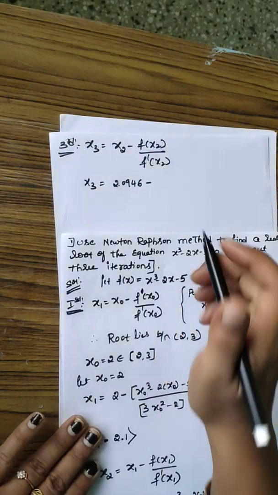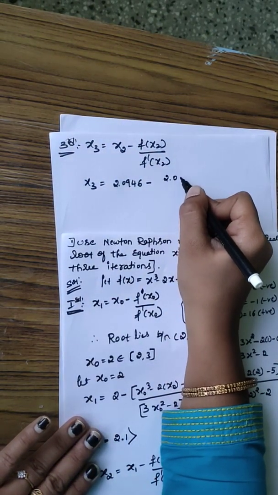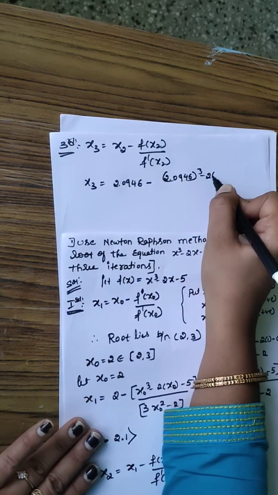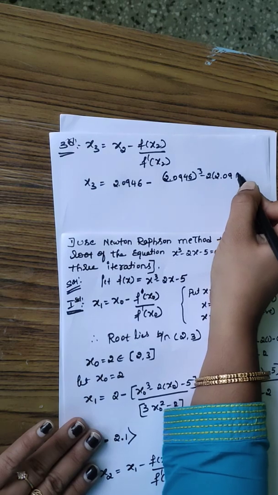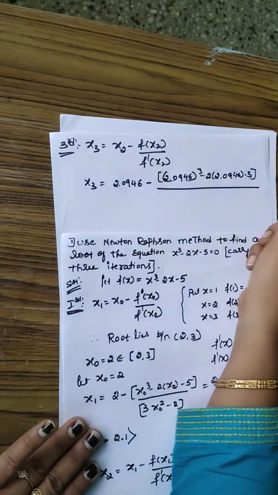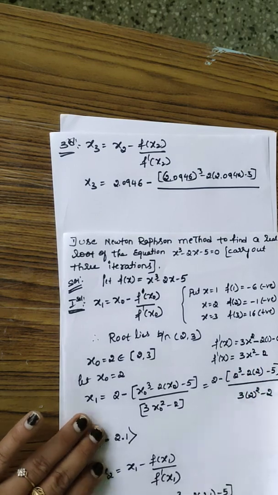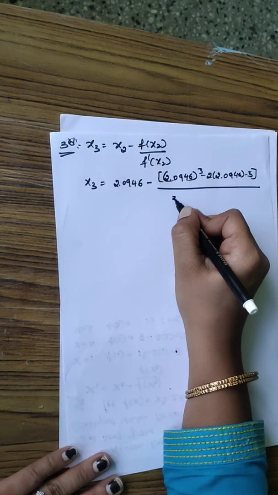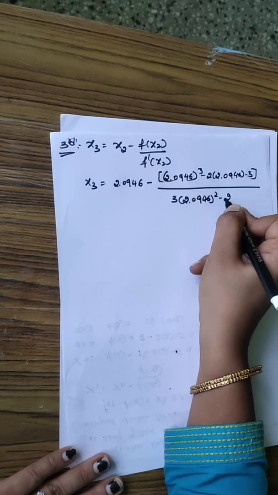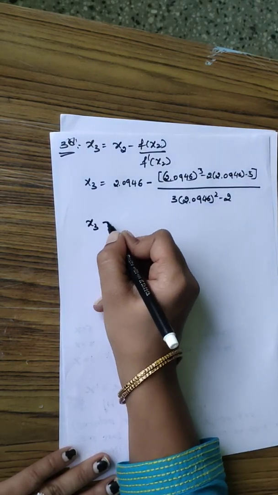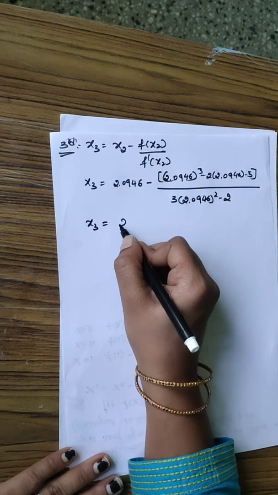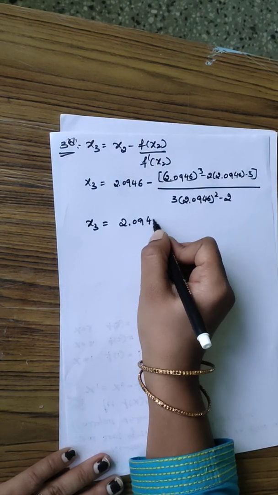f of x2 means the given equation: 2.0946 whole cube minus 2 into 2.0946 minus 5, whole divided by the derivative value, 3x square minus 2, so 3 into 2.0946 whole square minus 2. So x3 equal to, after simplification, we get 2.0946.